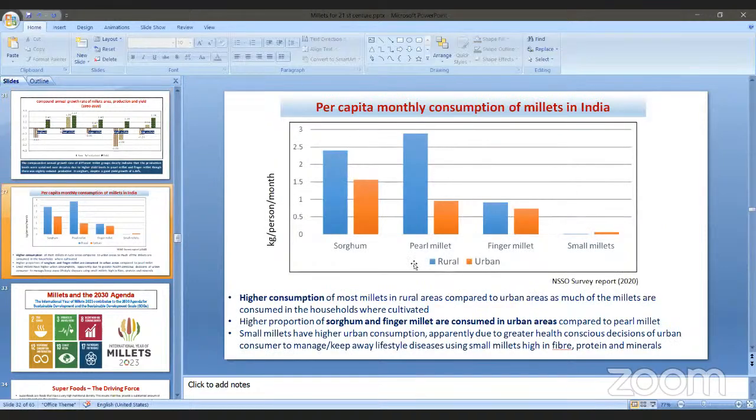Sorghum is a well-known C4 plant, drought resistant, and a major food staple. Sorghum and pearl millet are followed by finger millet, which is also very good for consumption in both rural and urban areas. Nowadays, diabetes patients are a major consumer group of these millet crops.